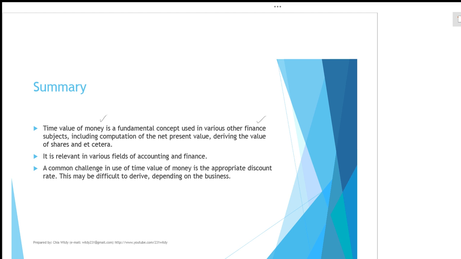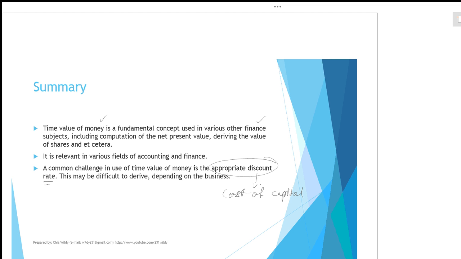Now, the problem with the application of the time value of money is that it can be quite challenging to determine the appropriate discount rate, because depending on what business you are in, the discount rate may vary. Of course, in an exam, this rate is normally given, and it should be quite easy to derive. But if we are talking about an actual business, the discount rate usually is the cost of capital of the business. And this can be quite difficult to calculate. On how difficult it is, this will be covered in another video.